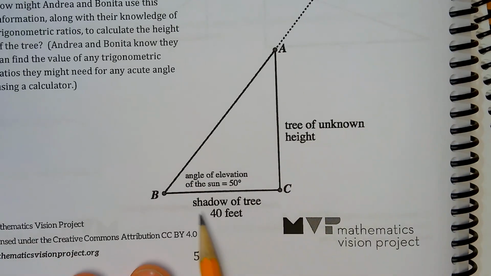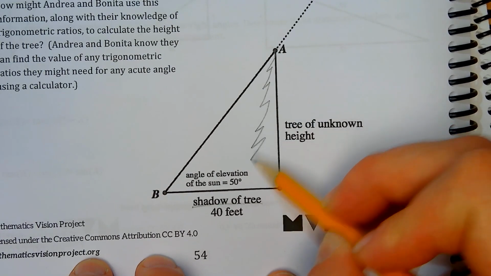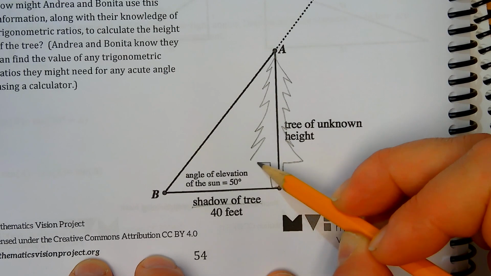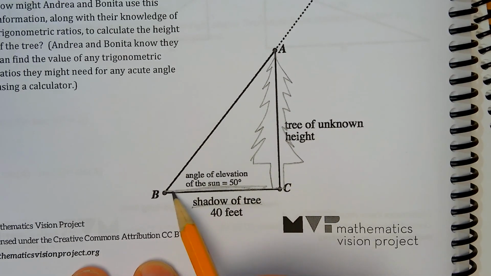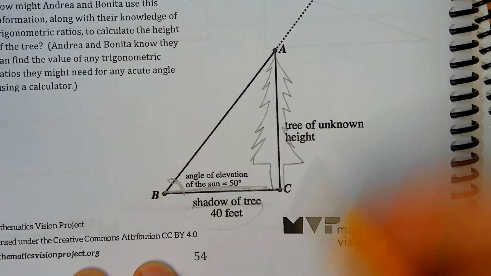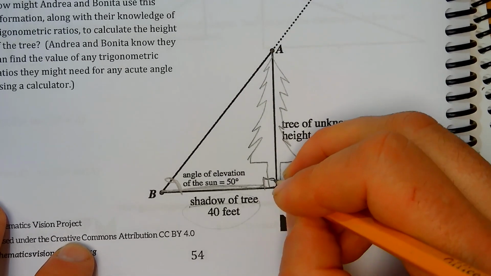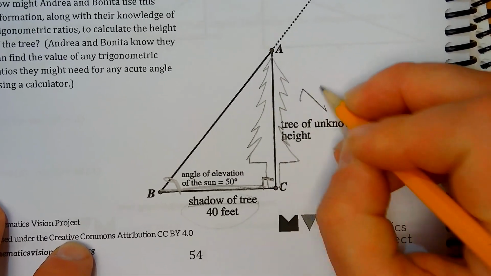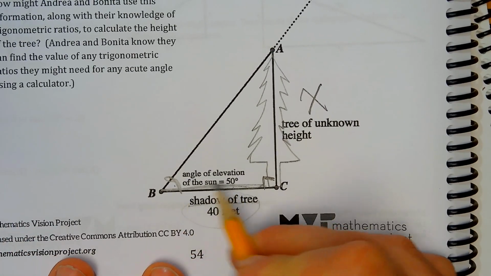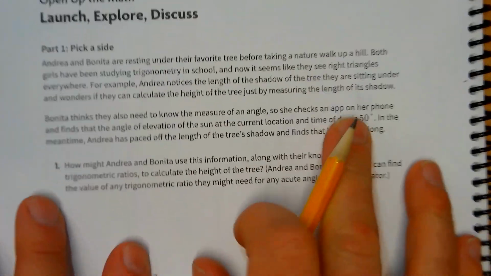Diagram. Shadow. Tree of unknown height. It's got a shadow here. They know the shadow is 40 feet long. They've also measured this angle. So this is actually like the quiz. We're just looking for this side, x, but we know this angle, 50, and I guess we should finish the problem. Back to the other one.